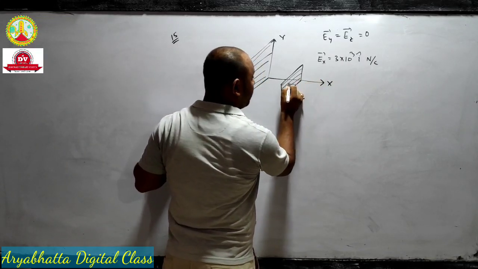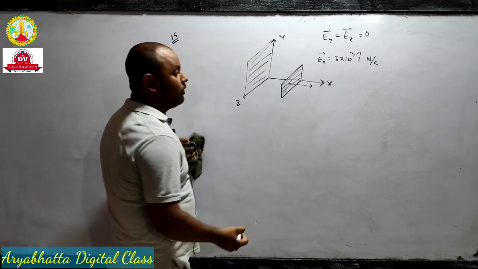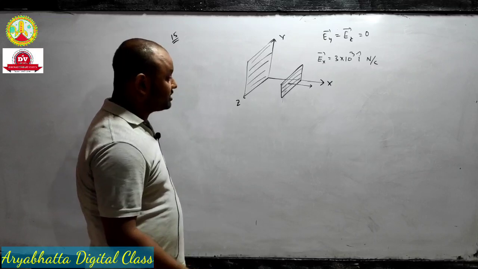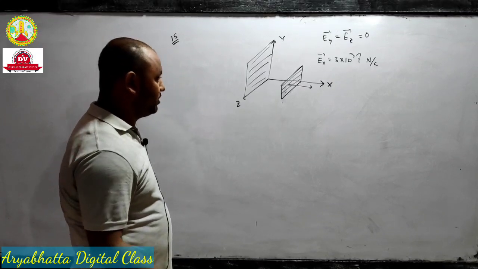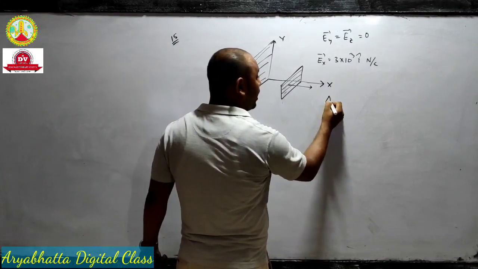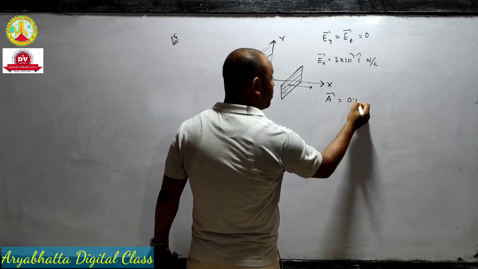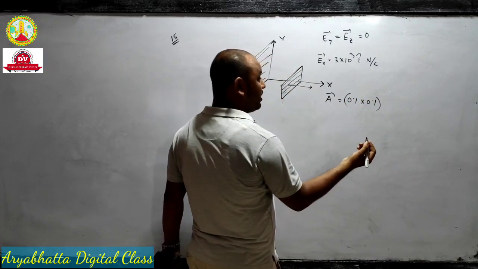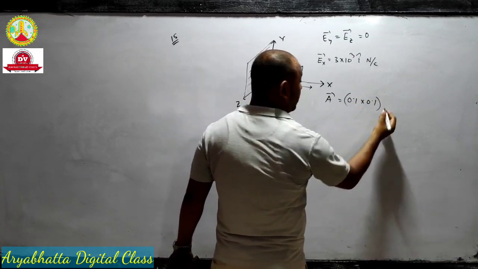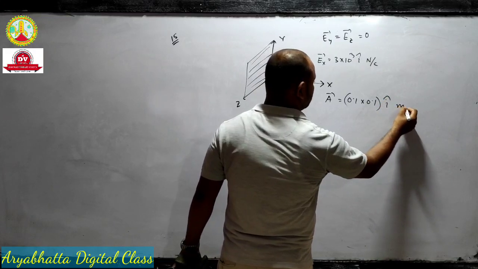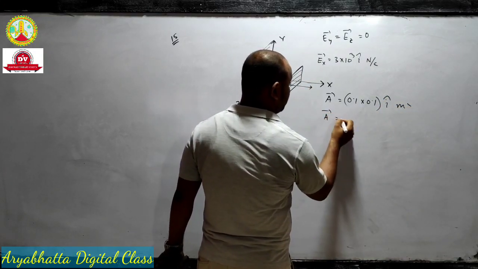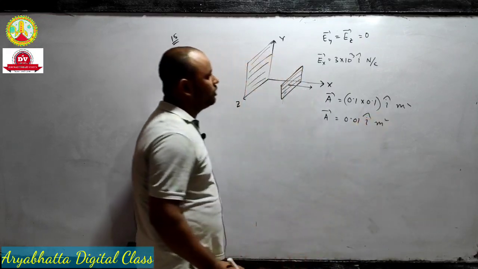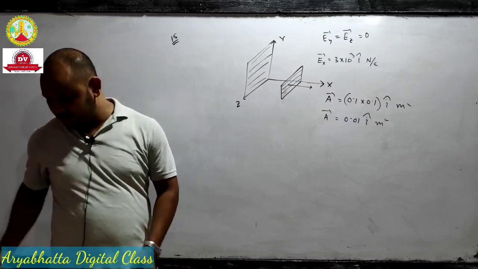You remember, the direction of area vector is always normal to the surface. The side of the square is 10 centimeter. Then what will be the area? Area will be equal to 0.1 into 0.1. The direction of area vector is along x-axis, so it will be 0.01 i cap meter square. These are given in the question.